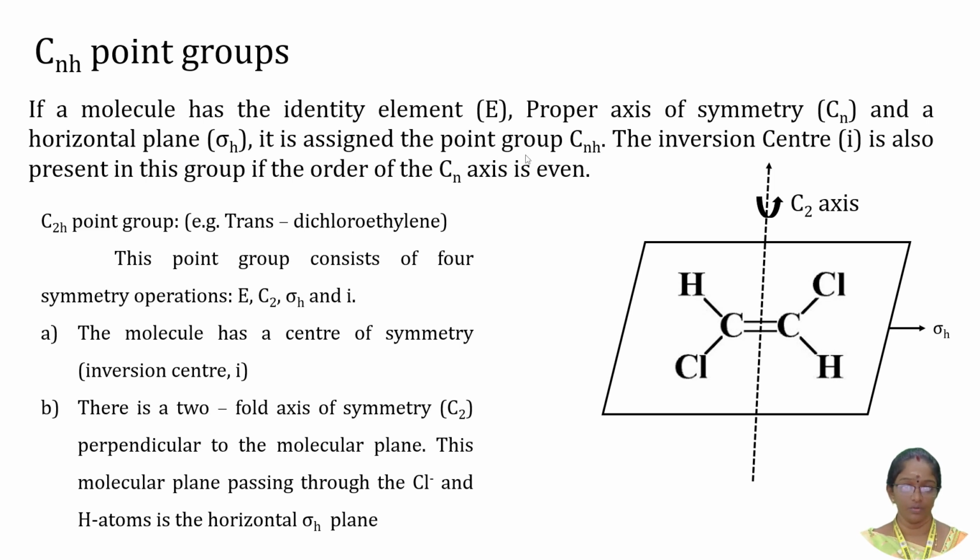Consider trans-dichloroethylene. Here we have represented the C2 axis. The molecule has a center of symmetry because it has an even-order axis, so the inversion center is present here. There is a twofold axis of symmetry C2 perpendicular to the molecular plane. This molecular plane, passing through the Cl and H atoms, is the horizontal sigma h plane.